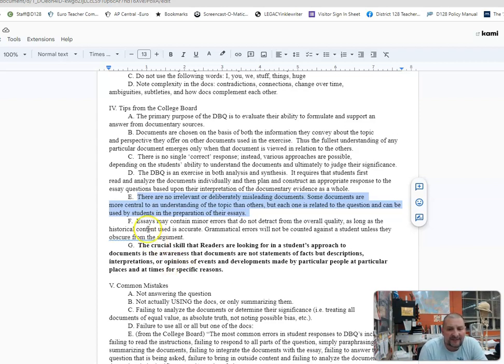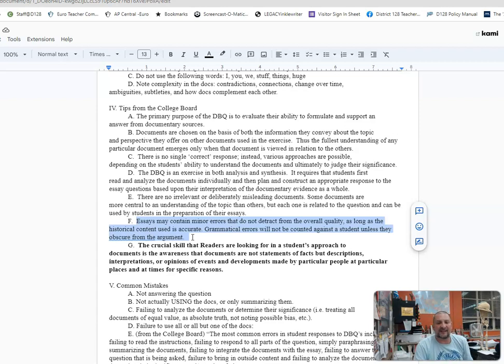In general, essays may contain errors that don't detract from the overall quality as long as the historical context is accurate. So if you're talking about the French Revolution and you say 1989 instead of 1789, but everything around that is correct, the reader's not going to be like, this person's an idiot, they don't know when the French Revolution was. They're going to just assume you wrote the wrong number. Grammatical errors will not be counted against the student unless they obscure the argument. If I can't tell what you're trying to say, then that's going to count against you.